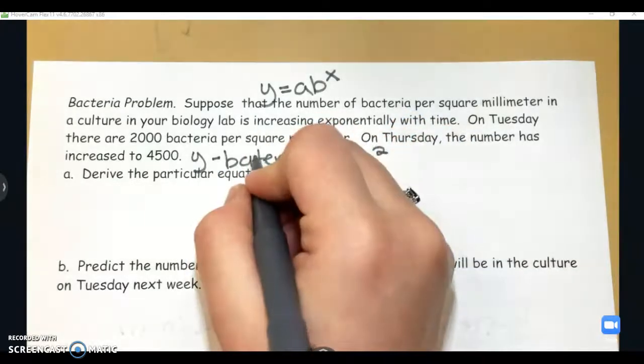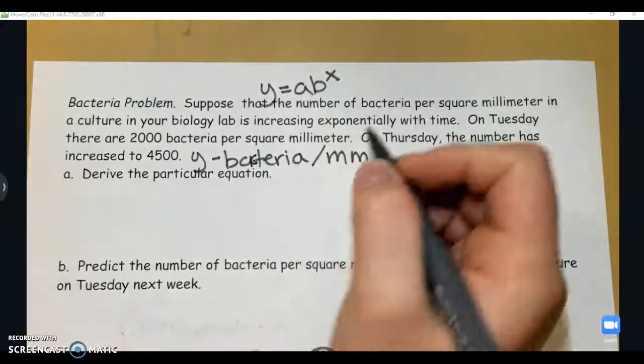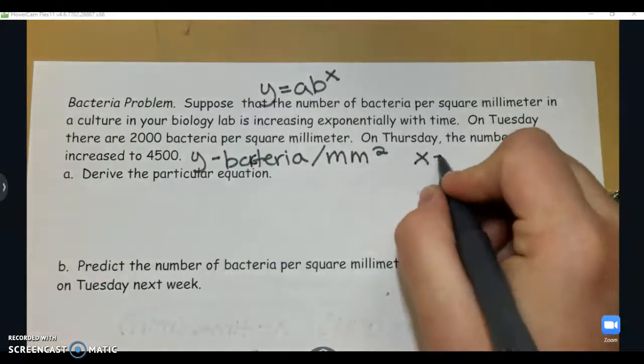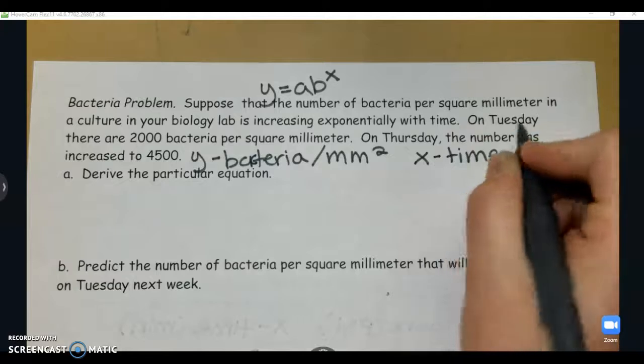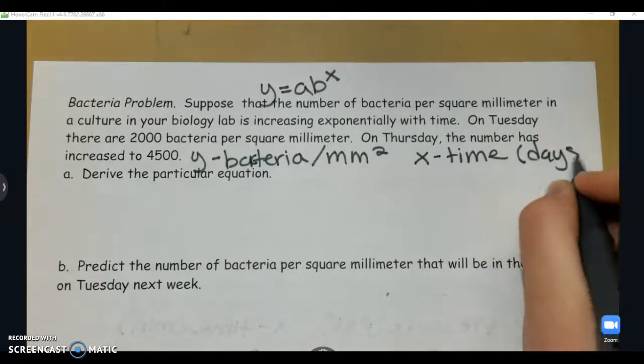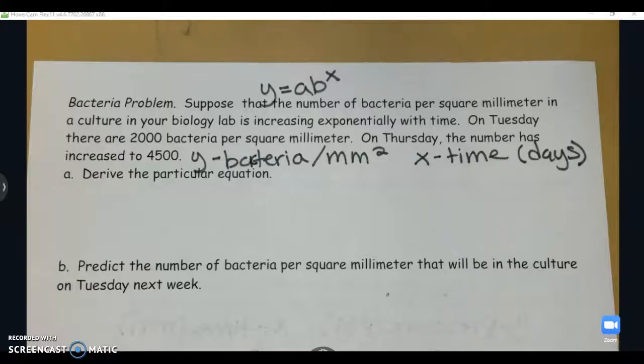So that's, and I can't spell bacteria, close enough. Bacteria per square millimeter is our y, and x is our time. And if we are going from Tuesday to Thursday, we are going to be measuring this in days. All right, so let's find the particular equation.